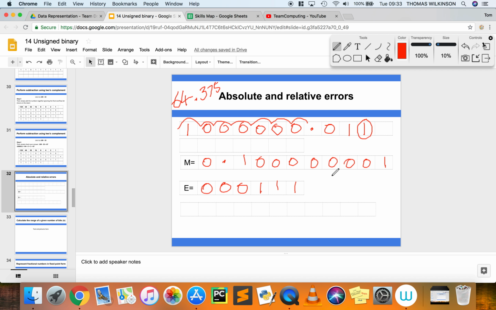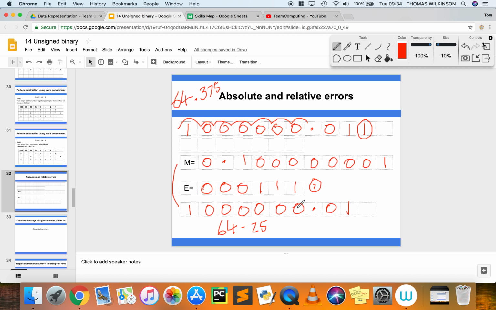So the final answer that I've actually got, if I were to convert this back into its corresponding number using the exponent of 7 here, I would end up with this number here, which would be 64.25. Now, that's not the number I started out with, but what I have now is a situation where I've got an inaccuracy in the values that I have recorded.